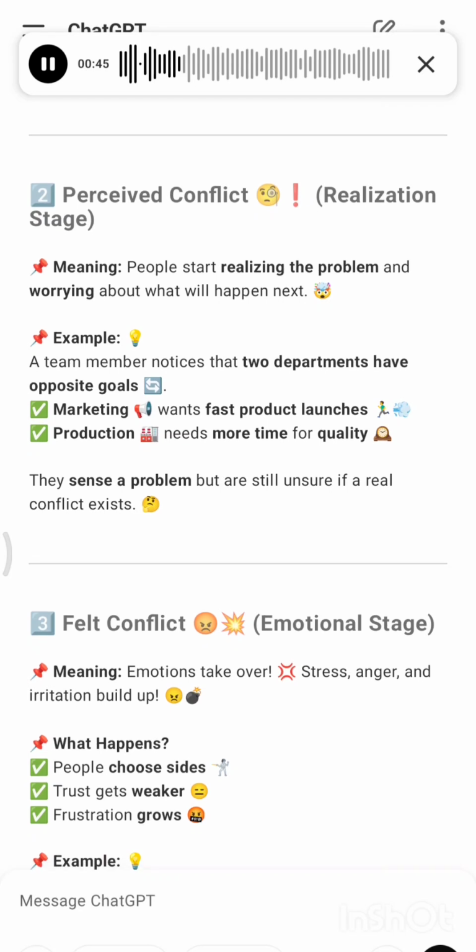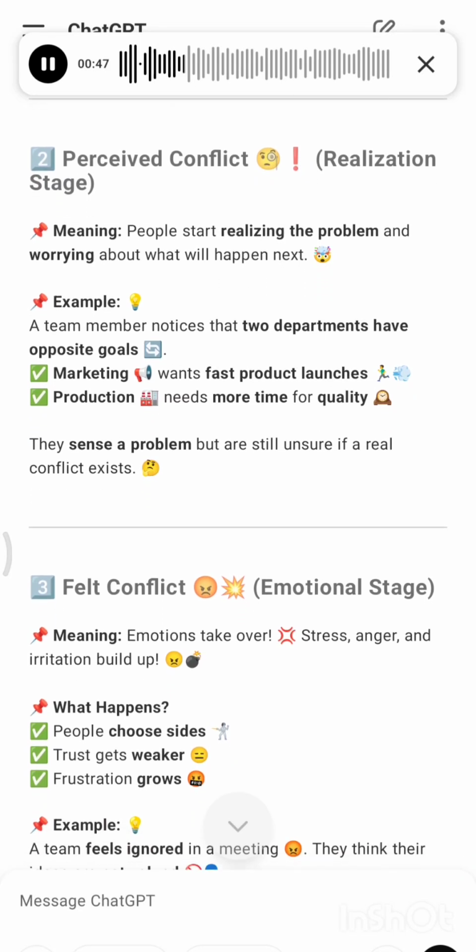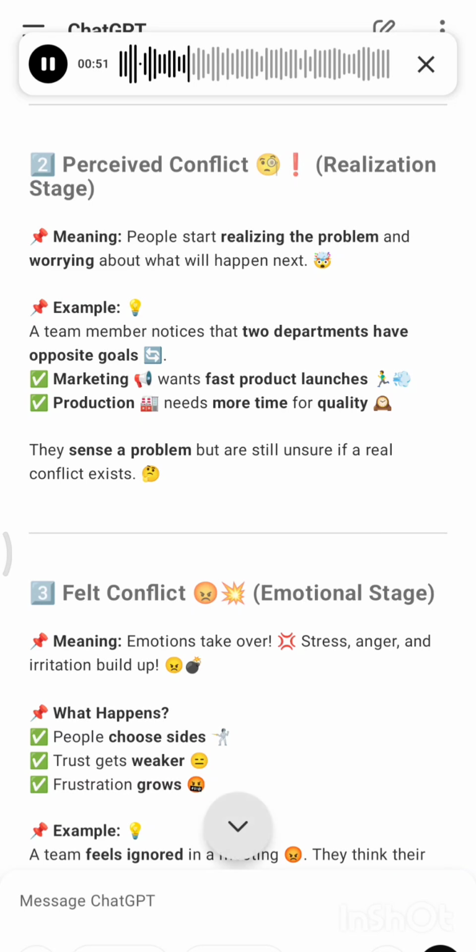2. Perceived conflict, realization stage. Meaning, people start realizing the problem and worrying about what will happen next. Example: a team member notices that two departments have opposite goals. Marketing wants fast product launches. Production needs more time for quality. They sense a problem but are still unsure if a real conflict exists.